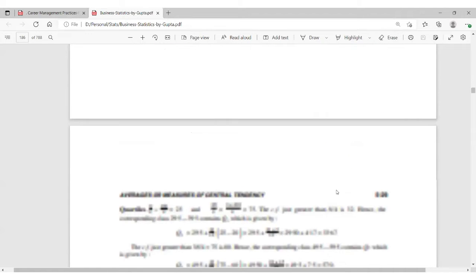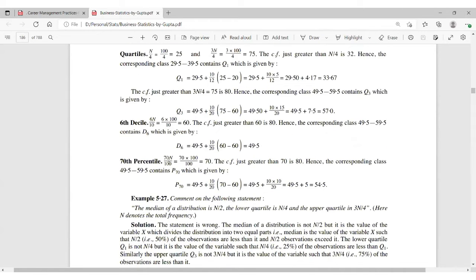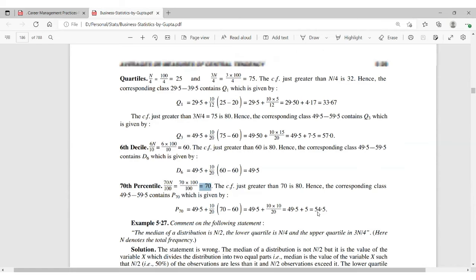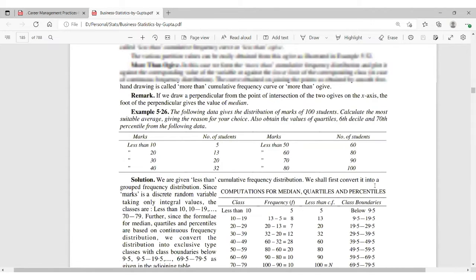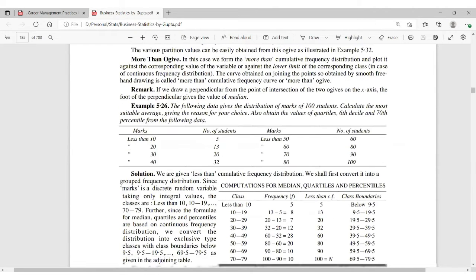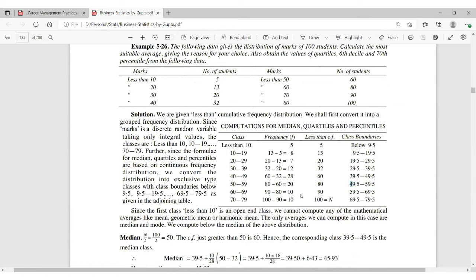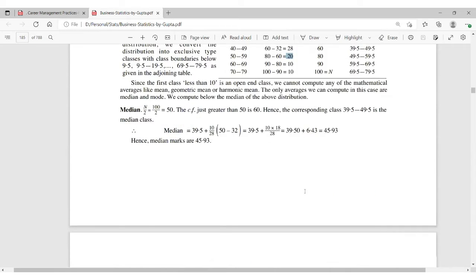Similarly, percentile. 70th percentile, that is 70n by 100, which comes to be 70. The number which is just greater than 70 is 80. Class is 49.5 to this. h is 10. L is 49.5. This is 20. f is 20. That's it.